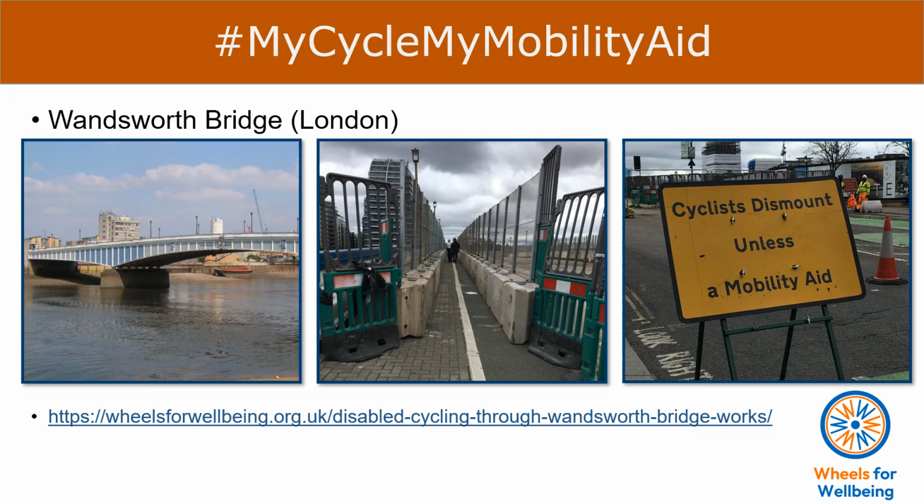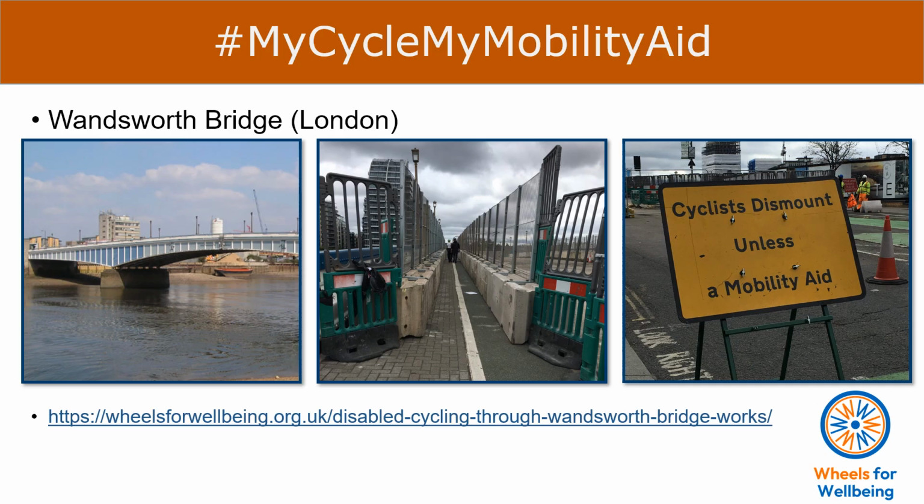The original plan for while the works were carried out was to insist that all cyclists dismount and walk across the bridge. However, we got in touch with Wandsworth and the company carrying out the works and pointed out that many disabled people who are using cycles will not be able to dismount and push their cycles over the bridge. So could they revise that cyclists must dismount to cyclists dismount unless their cycle is a mobility aid? And one of the pictures on the screen shows that they did indeed take us up on that request.